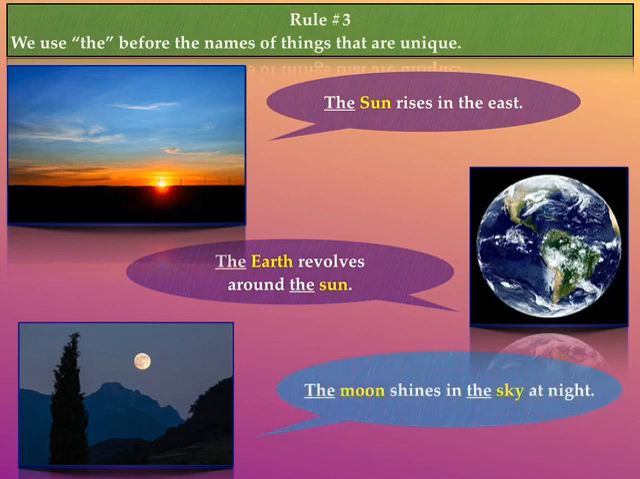Let's see the last example. The moon shines in the sky at night. So here we have used the article the along with the nouns moon and sky because they are also unique. Unique means different from everything else. So whenever we are using an article along with things that are unique, we have to use the article the.